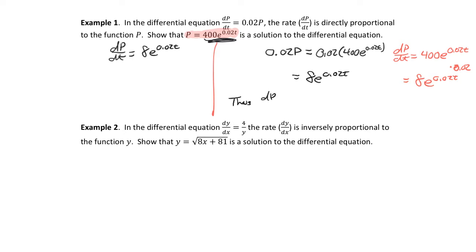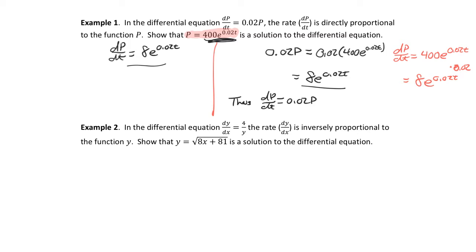dp/dt is equal to 8 times e to the 0.02t. I'm sorry, not that. It's equal to 0.02 times p, because these two expressions are equal. Let's look at another example now.